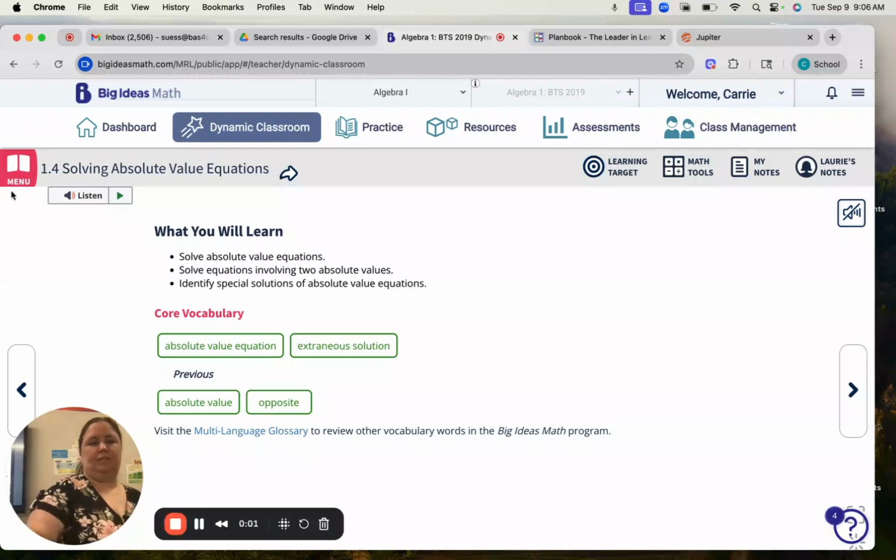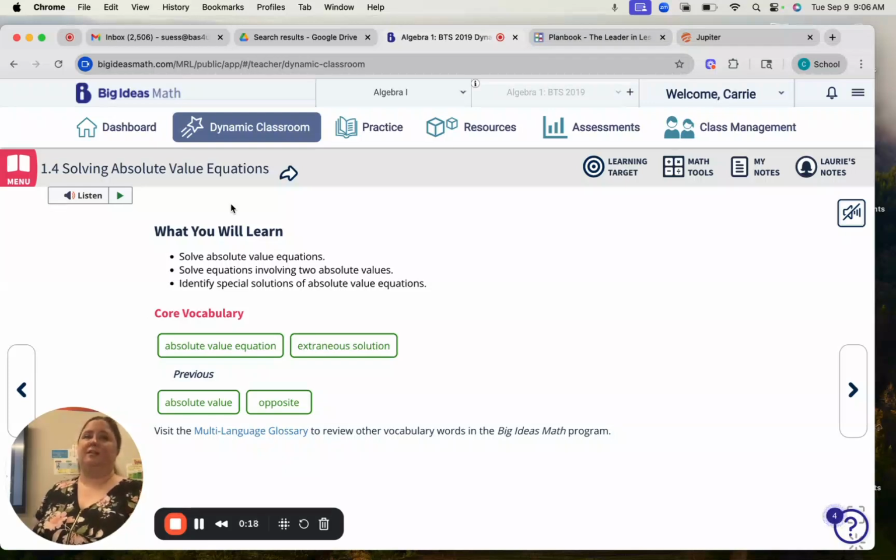All right, algebra, this is lesson 1.4, solving absolute value equations. So we have some vocab words. Absolute value equation. Somebody tell me what that is, Chloe. An equation that contains an absolute value expression. Very good. And extraneous solution.